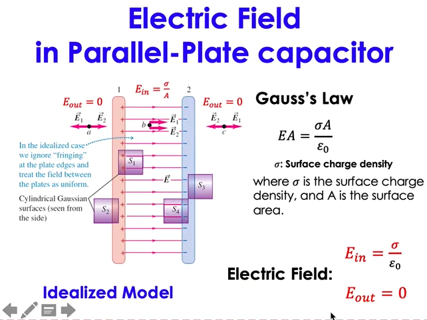Then we can use Gauss law to calculate electric field. Because the electric field is uniformly distributed between these two plates, we can draw an imaginary column as a Gaussian surface. This is a closed surface, a column structure.